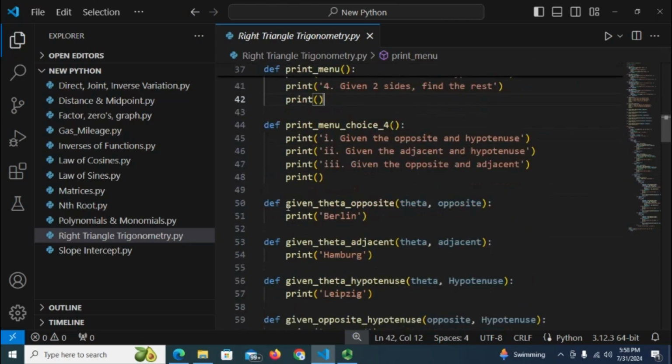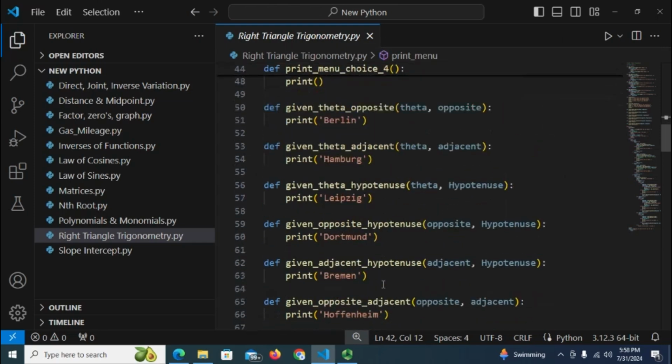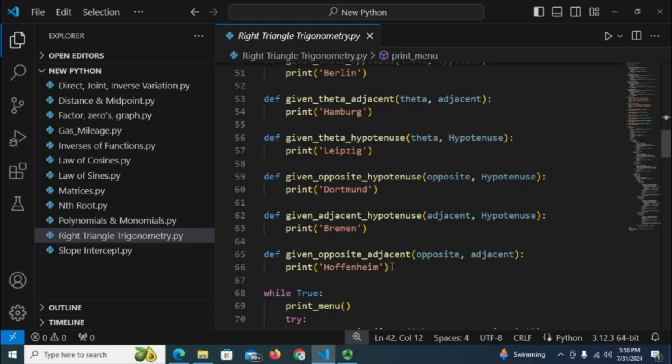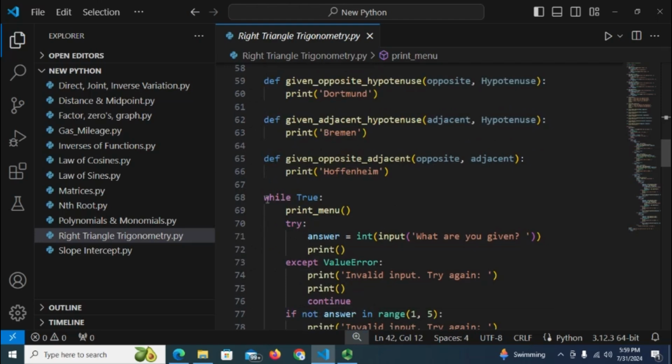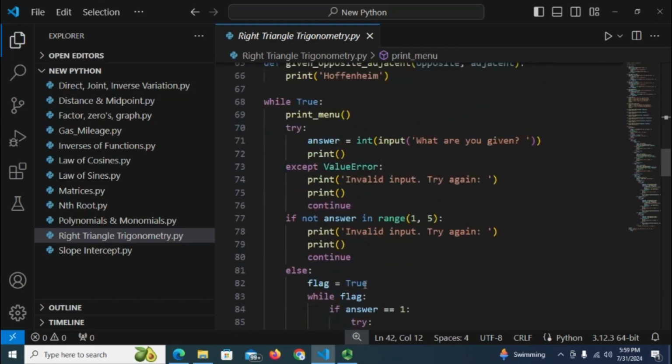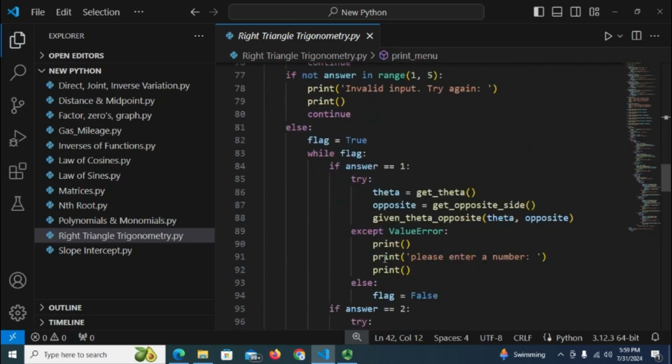And then here are the functions that we need to change. So given theta, opposite takes parameters theta and opposite, and we will need to change this print command. It says Berlin. These are cities in Germany. So I put it in there for fun. We will need to change these cities, and we will need to make the right functions that will do the right computations for us. But when I do run the program, well, we don't have a main function, but when we run the program, the flow of it is correct, and exception handling is also correct here.